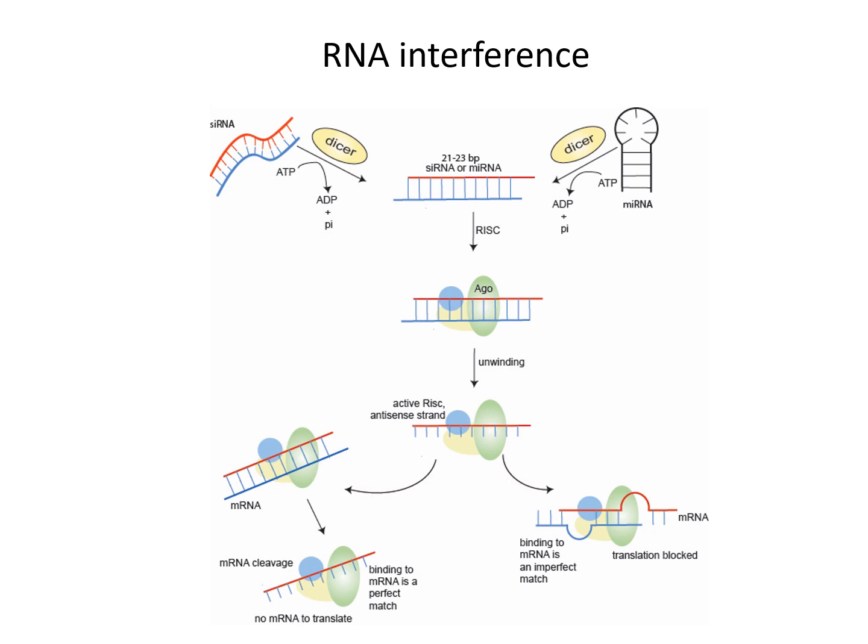bind to the siRNA or microRNA. In an ATP-dependent process, the RISC unwinds the double-strand RNA and selects the antisense strand.